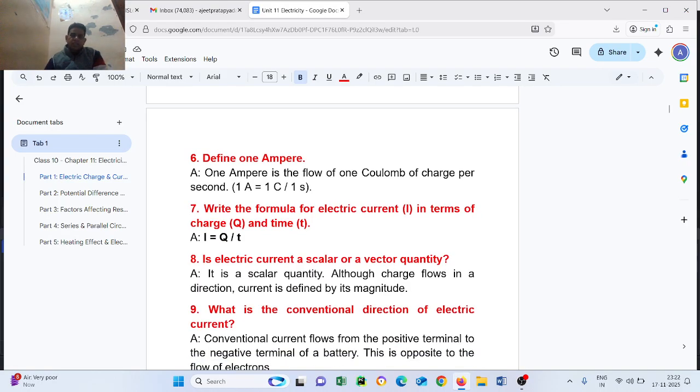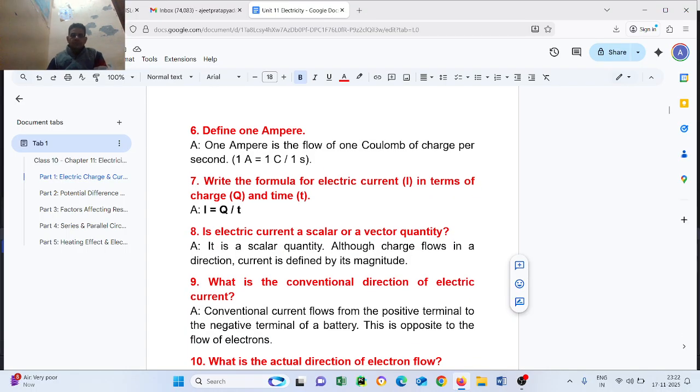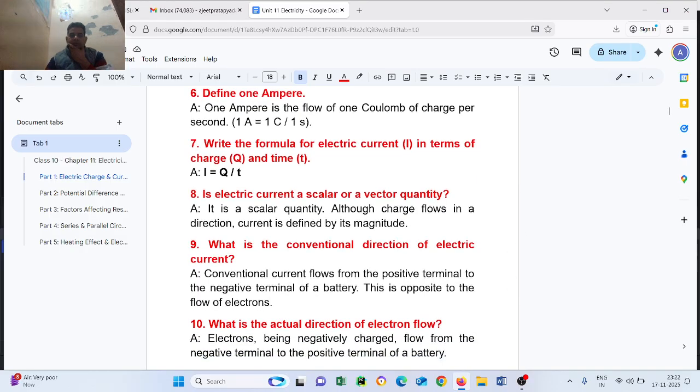Question number 8. Is electric current a scalar or vector quantity? It is a scalar quantity. Although charge flows in a direction, current is defined by its magnitude.